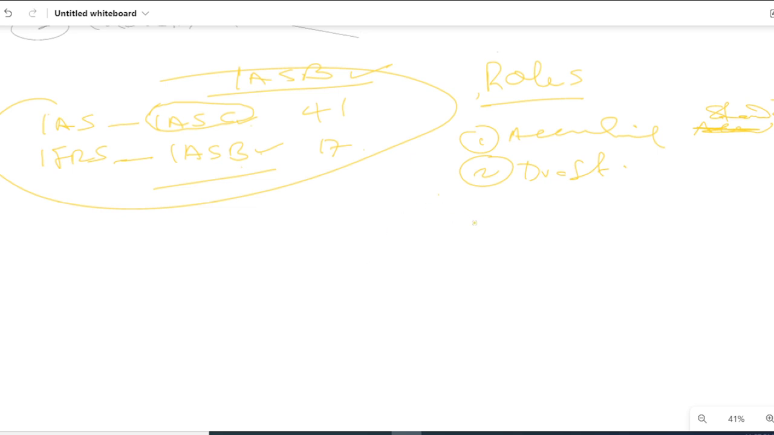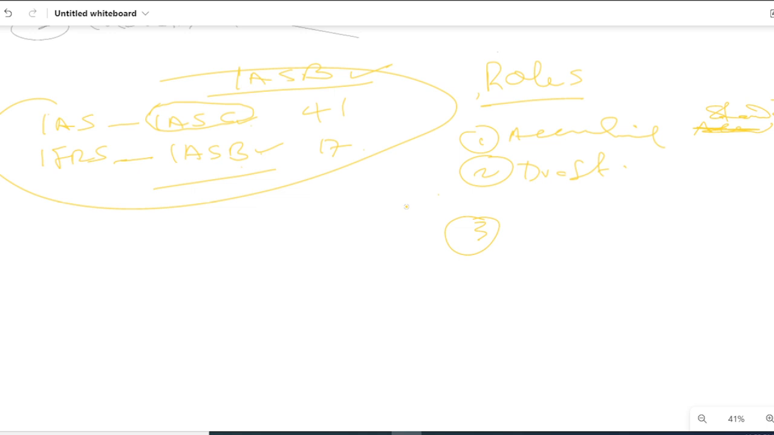And number 3, the body has responsibility to engage consultants and other technical bodies when they want to develop a new standard. And the same body has a trustee and interpretation committee under it, which is also the role of this body.